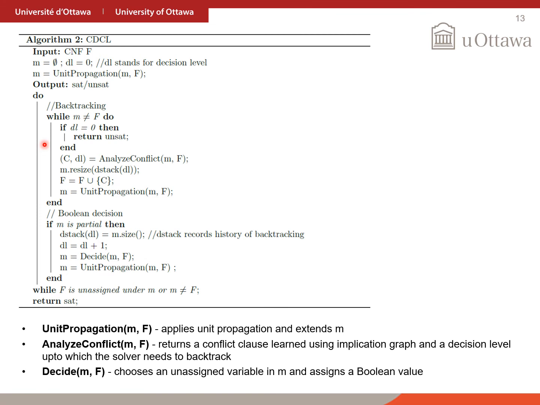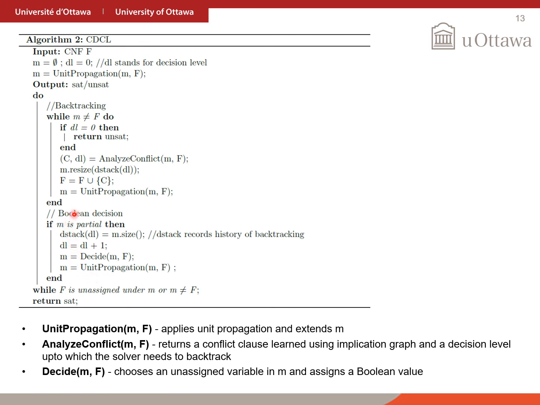Let's now see the CDCL algorithm. The inputs for this algorithm are the CNF formula F, partial model M, and decision level DL. Firstly, the decision variables are assigned, and after each assignment, the DL variable is incremented by 1, and the corresponding unit propagation is carried out.